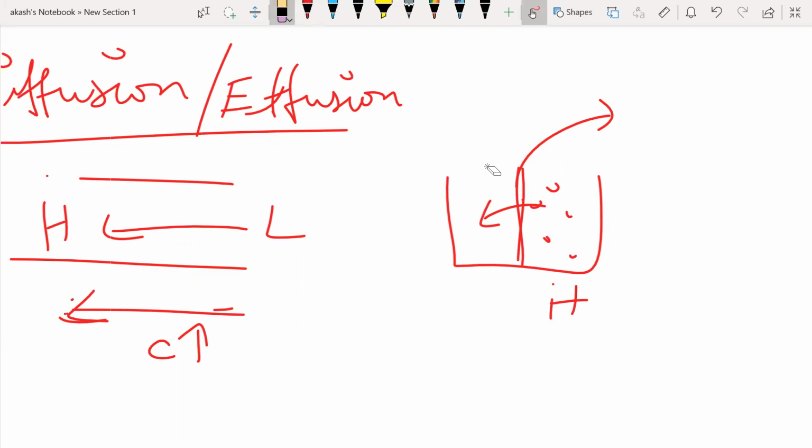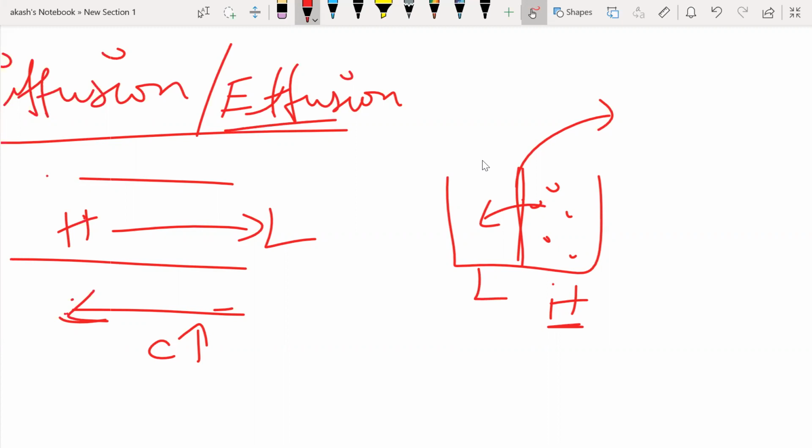Oh sorry guys, this is absolutely wrong what I wrote here. Say if this side the concentration is increasing, you will see that the molecules are going to move from the higher concentration side to the lower concentration side. Anyways, you know already what diffusion is. If I remove that plate, the gas molecules are going to go from the higher concentration side to the lower concentration side. This is what is called diffusion.